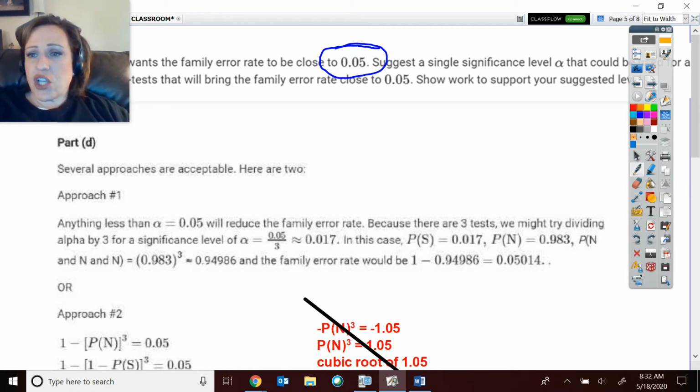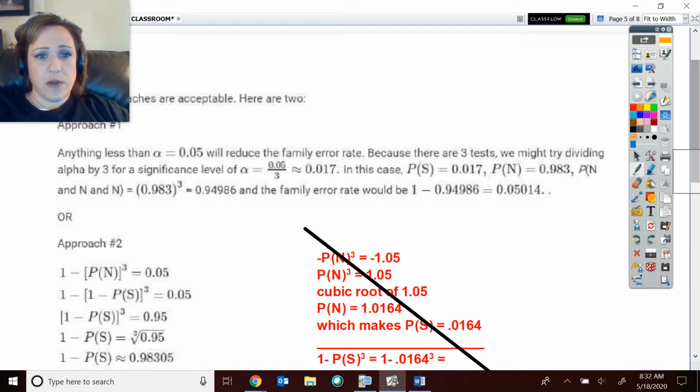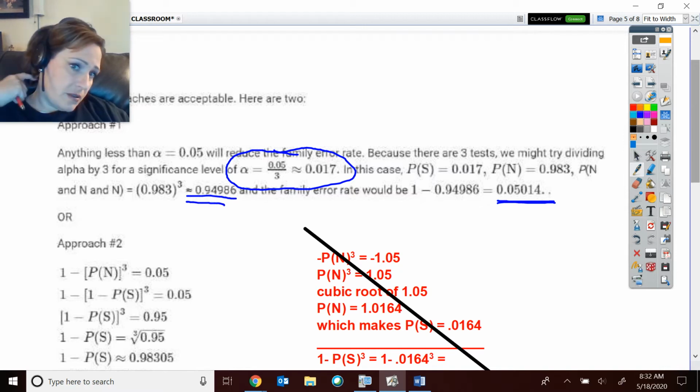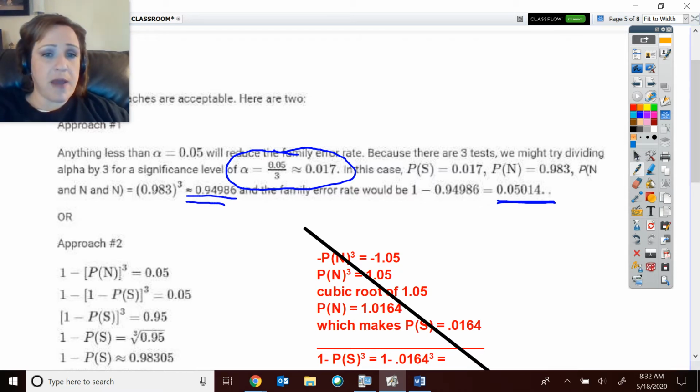Okay, so there's a few approaches. One of them, they just took alpha and divided it by 3, and then they estimated it with that, and it got you pretty darn close to 0.05. So in fact here, we were really close. So you might could fiddle with it that way.